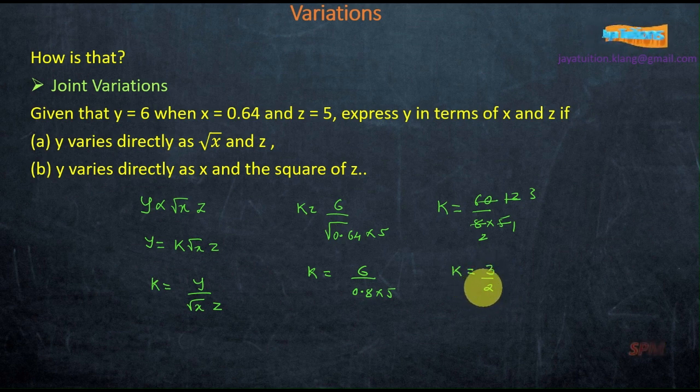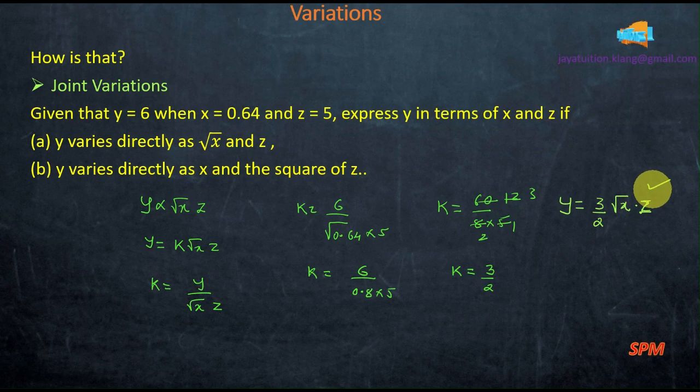Hence, we can now write y as an equation directly over here. The equation which we can write: y will be equal to k, and k is 3 by 2, so write it as 3 divided by 2 times square root of x times z. So that is basically the final answer.